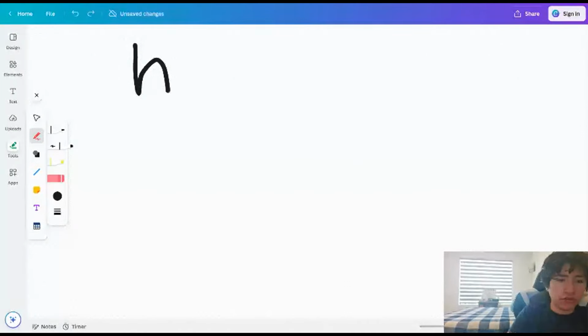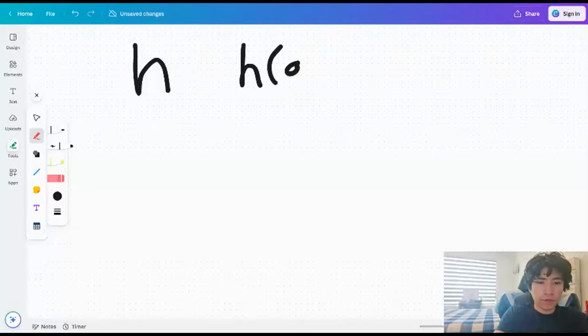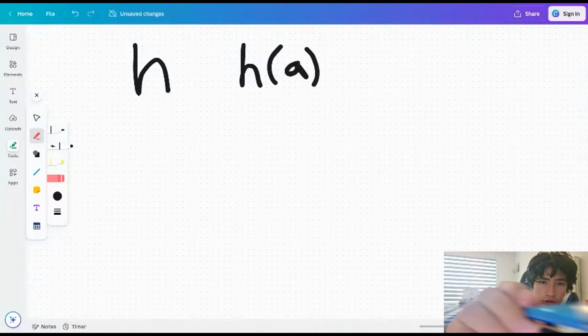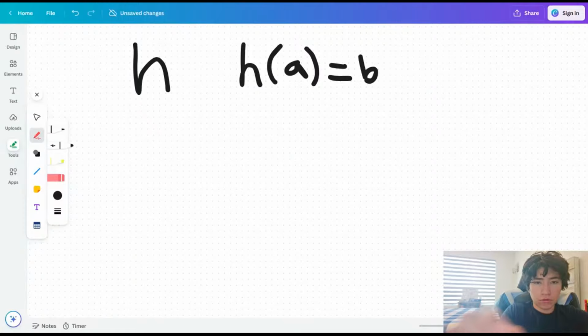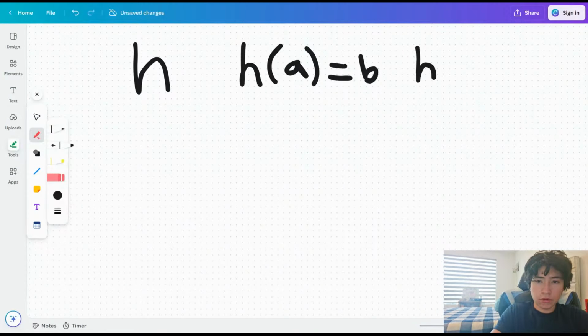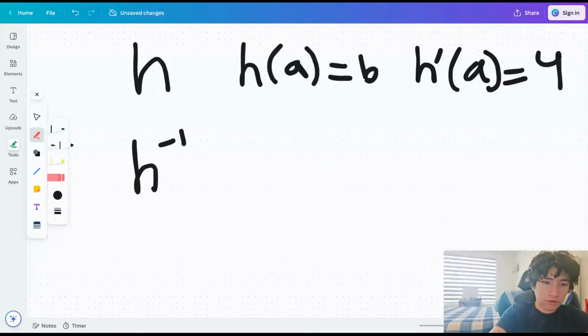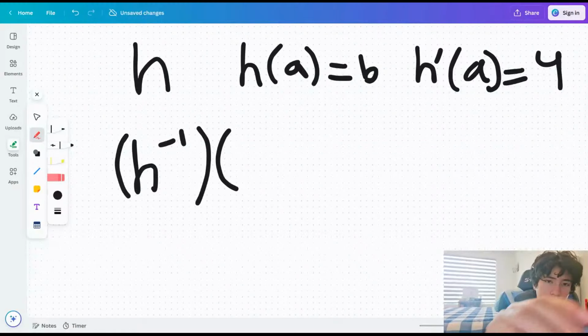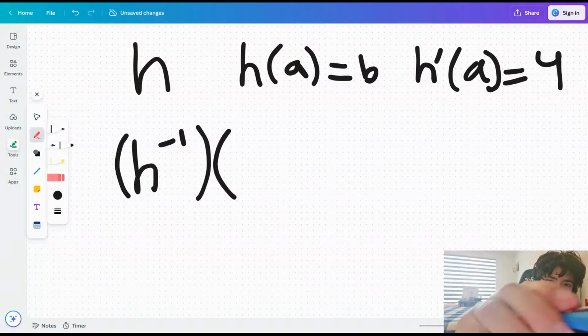So we have a function h for which h of a equals b, and h prime of a, the inverse function of h. So it's asking for the inverse function of h evaluated at b, if possible.